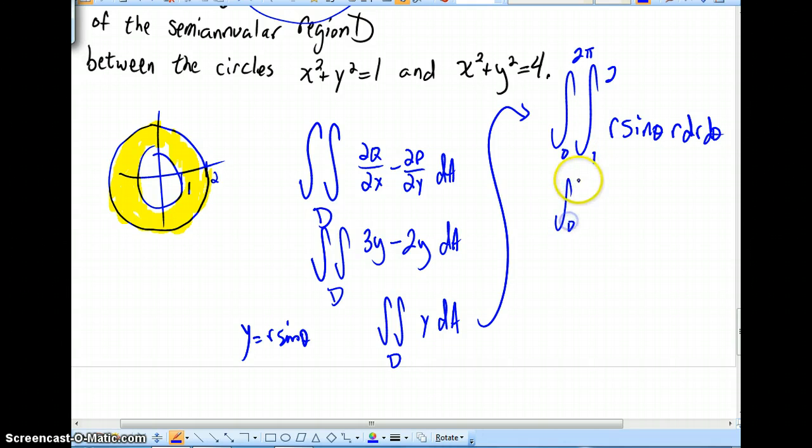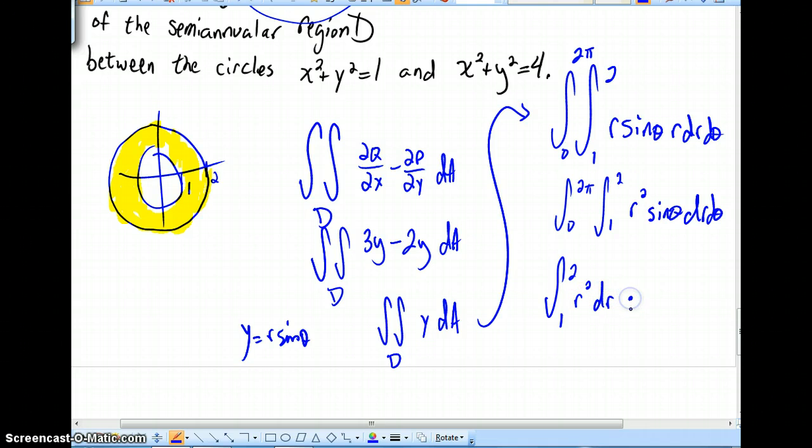And very quickly we're going to notice that we have r squared and sine of theta. Wonderfully, you might remember from a previous chapter, we could do something very clever. We can actually separate the double integral into two single integrals right now. You might remember that method. This is the integral from 1 to 2 of r squared dr. This is the integral from 0 to 2 pi of the sine of theta d theta. And we could work these two out individually, multiply their answer together.